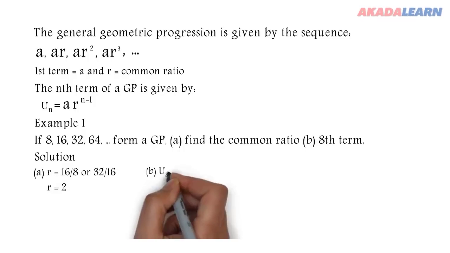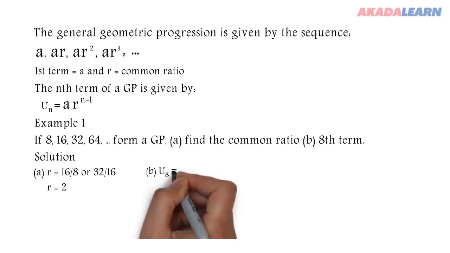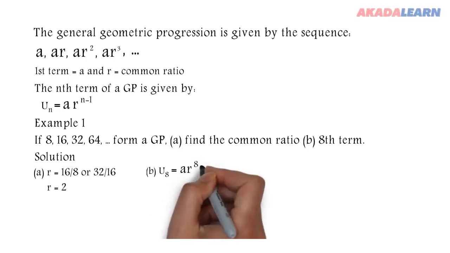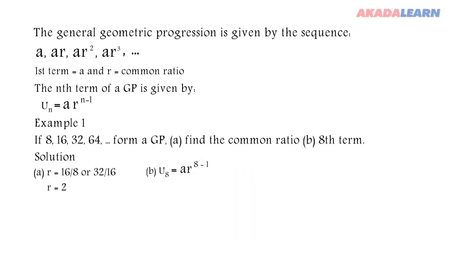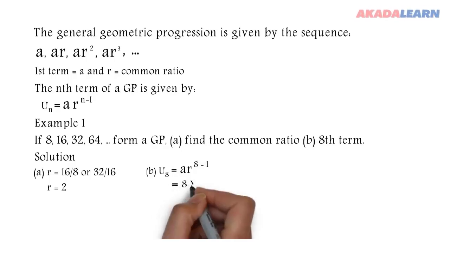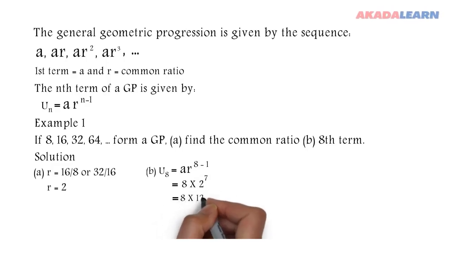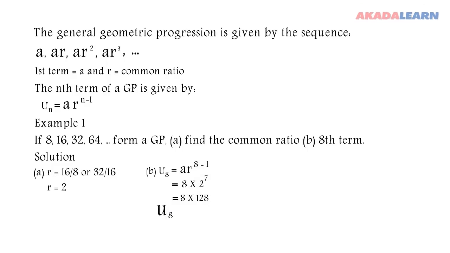So let's see how to get the 8th term now. So u subscript 8 will be equal to ar raised to the power of 8 minus 1. 8 minus 1 is 7, as we know. So our a is 8 times our r, 2, raised to power 7. So 2 raised to power 7 is 128, and when we multiply it with 8, we see that our 8th term is equal to 1024. Now let's proceed.